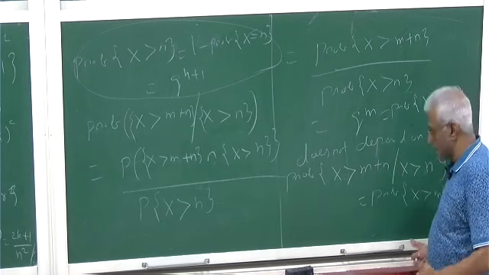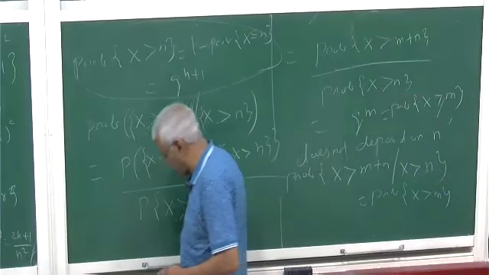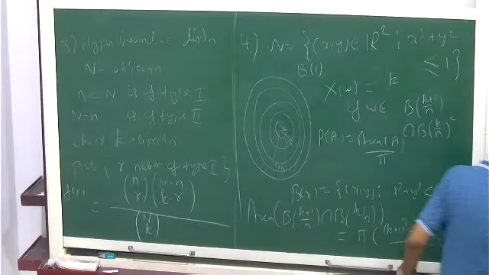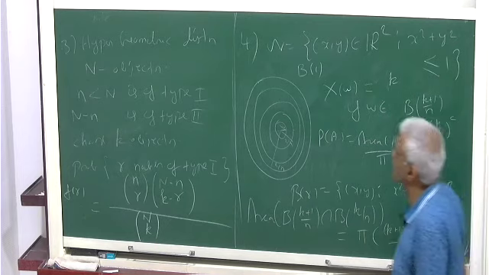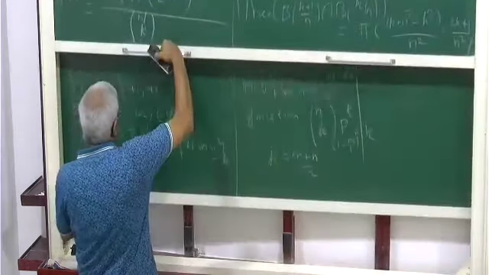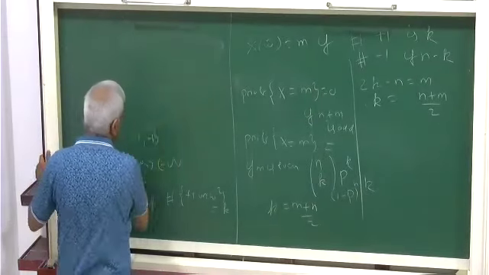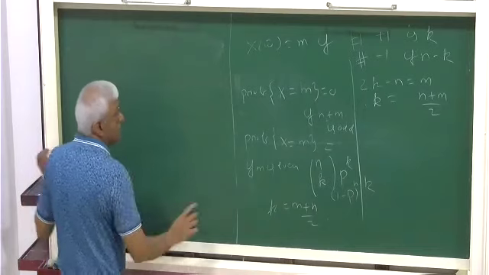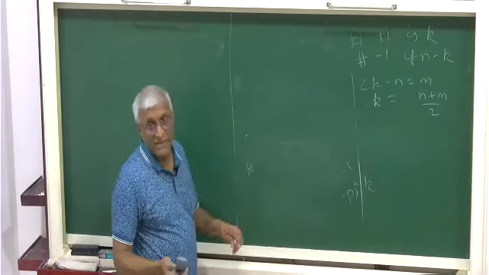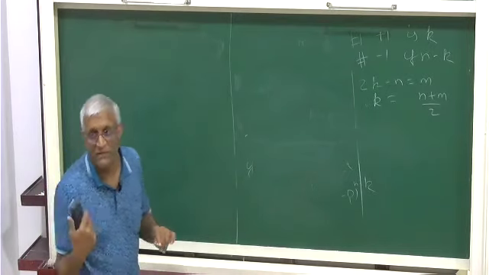So this is what is called geometric distribution. The next one we want to look at is what is called a Poisson distribution, which is another very important distribution. No, there is something called more generalized geometric distribution. There is something called negative binomial distribution. So we will discuss that and then go to Poisson distribution.